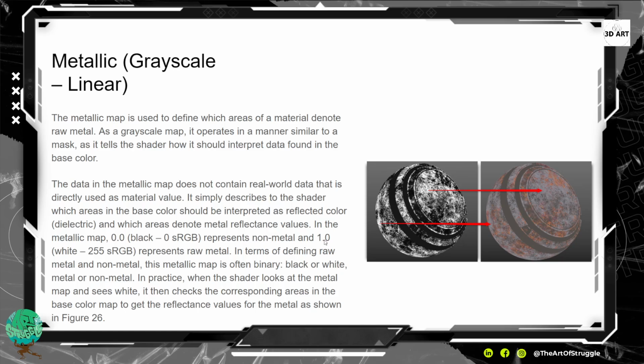In the metallic map, 0, which is black, or 0 sRGB, represents non-metal, and 1, white, represents raw metal, about 255 sRGB. In terms of defining raw metal and non-metal, this metallic map is often binary, black or white, which is metal or non-metal. In practice, when the shader looks at the metal map and sees white, it then checks the corresponding area in the base color map to get the reflectance value for the metal, as shown in this figure. All right.